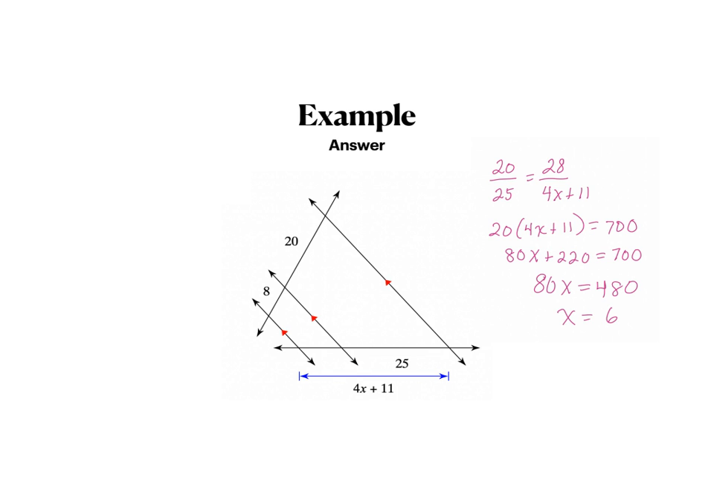Okay, so here is my answer. You'll notice I know these 3 lines are parallel, so it divides these segments proportionally. So I did 20 over 25 equals this sum here over this sum here. So 20 over 25 equals 28 over 4x plus 11. Solve this for x, you'll find that x is 6.